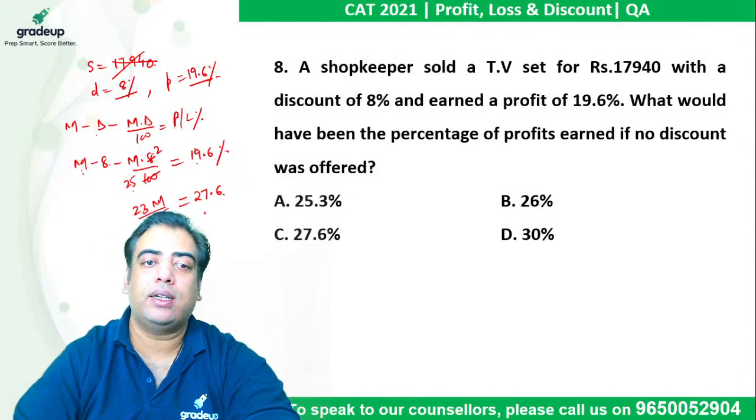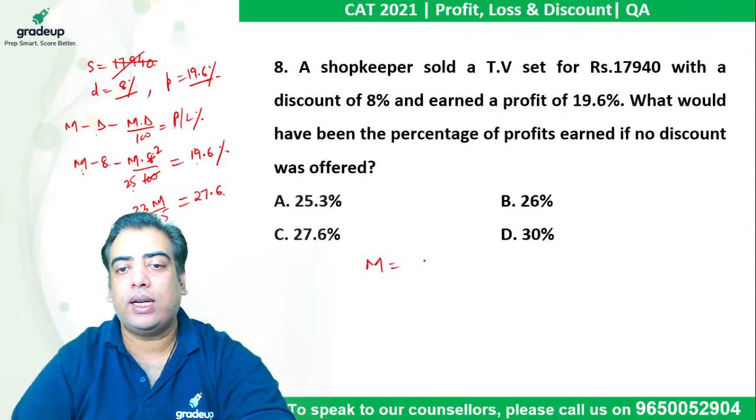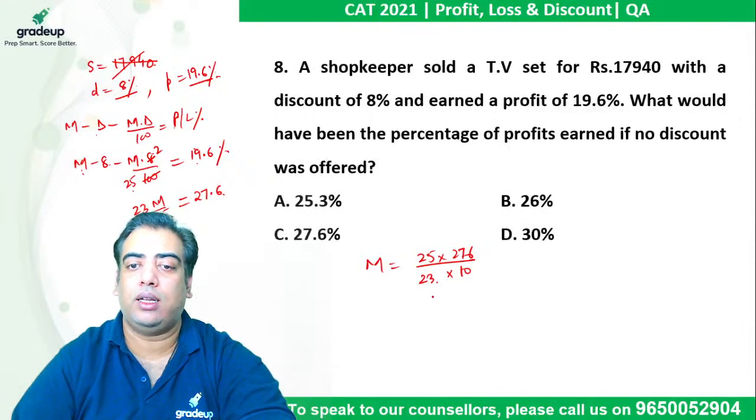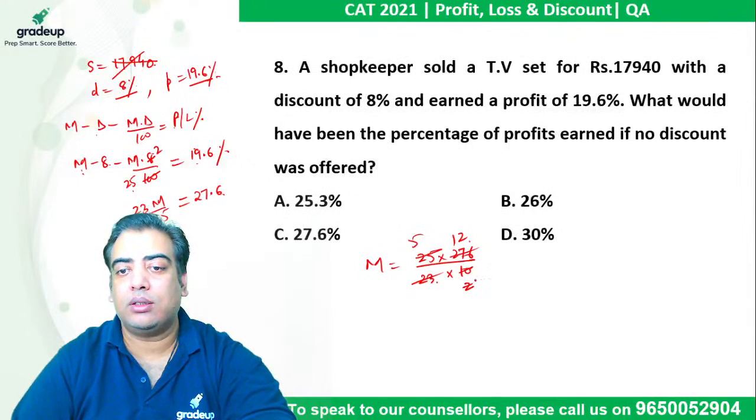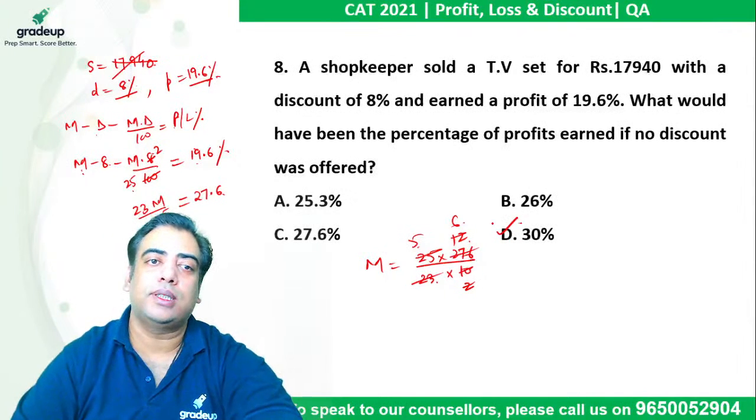So let's simplify it. So M comes out to be 25 into 276 upon 10, and here it will be 23. So 23 gets cancelled out here. 23 times 1 is 23, 23 2s are 46. 5 5s are 25. 5 2s are 10. 2 6s are 12. So 5 into 6, the answer comes out to be 30%.